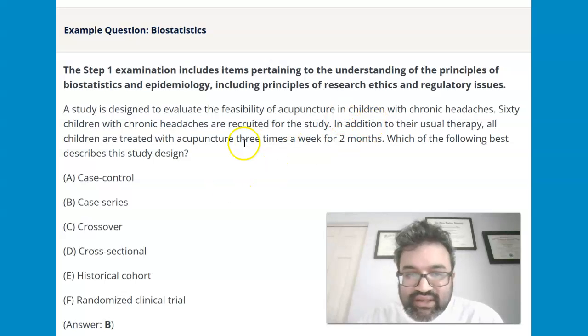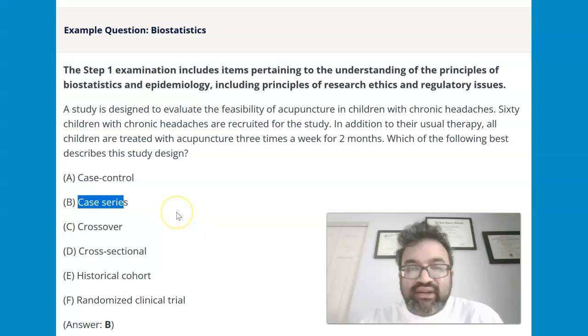So this is the same group of patients that are being followed.